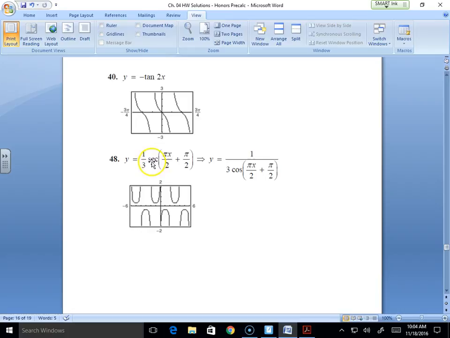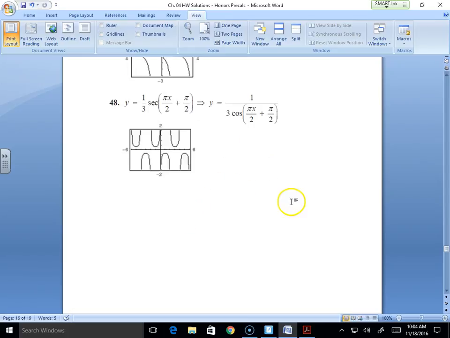Secant. Guys, real quick, you know how to put this in your calculator, right? You could do 1/3 times 1 over cosine, but either way, you'd have to put all of this in cosine and do 1 over. And then you get your little bouncy graph.